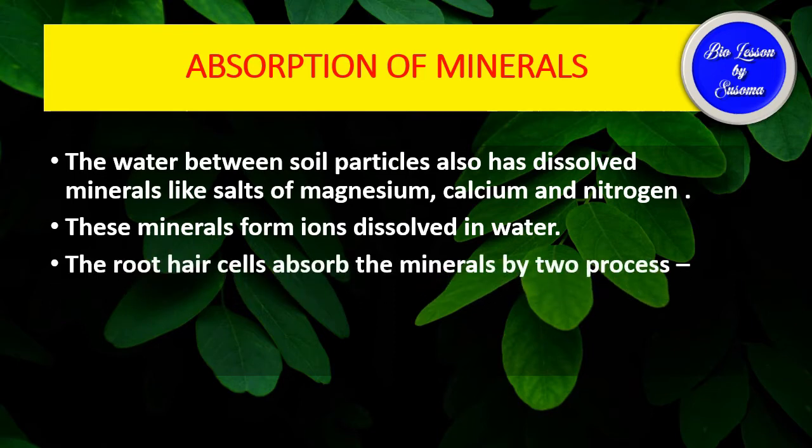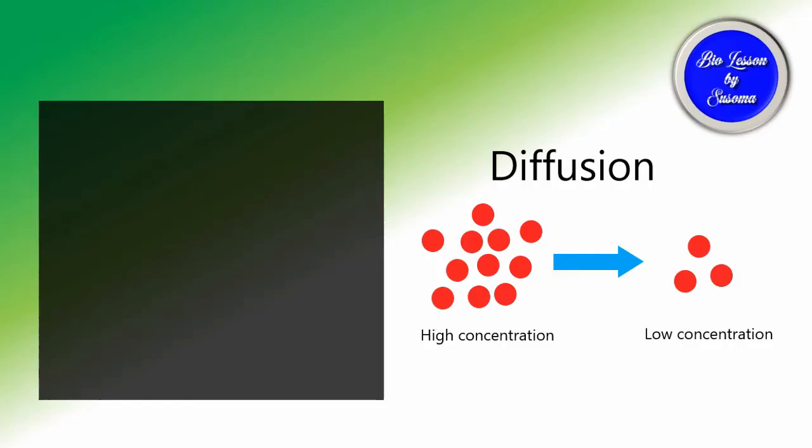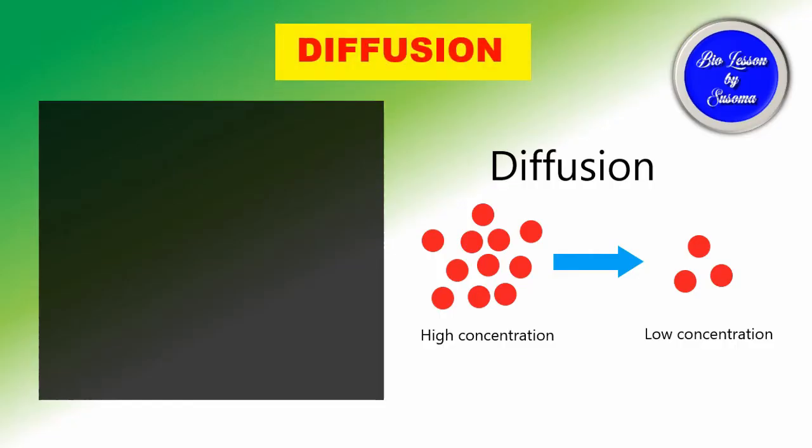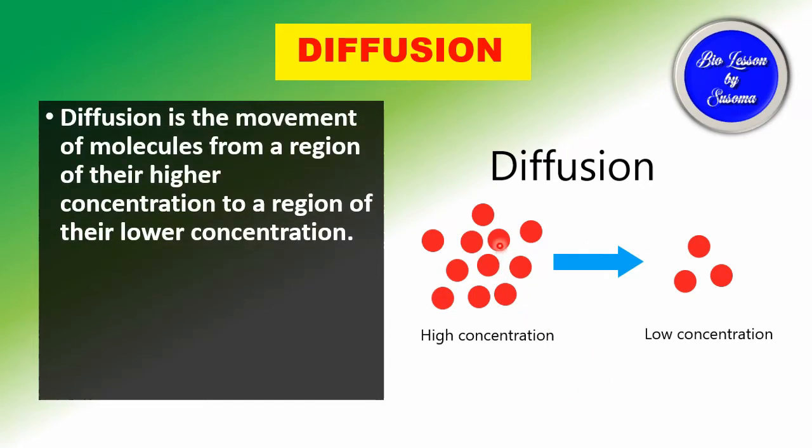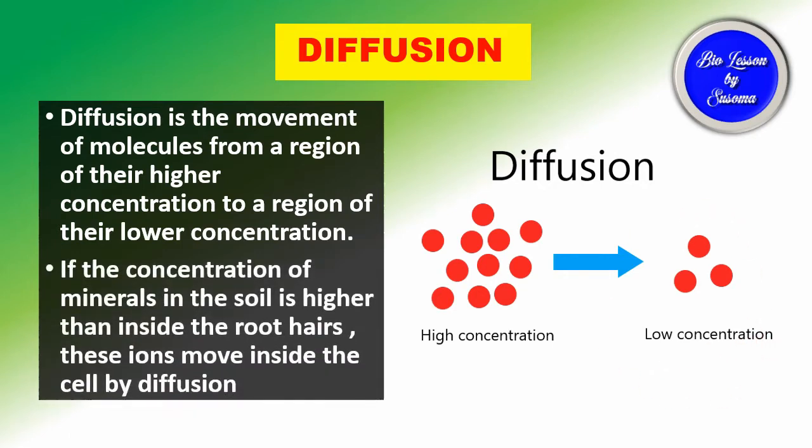Next, the root hair cells absorb the minerals by two processes: diffusion and active transport. Now, what is diffusion? Diffusion is the movement of molecules from a region of higher concentration to a region of lower concentration. If the concentration of the minerals in the soil is higher than inside the root hairs, in this case the ions will move inside the cell by diffusion.